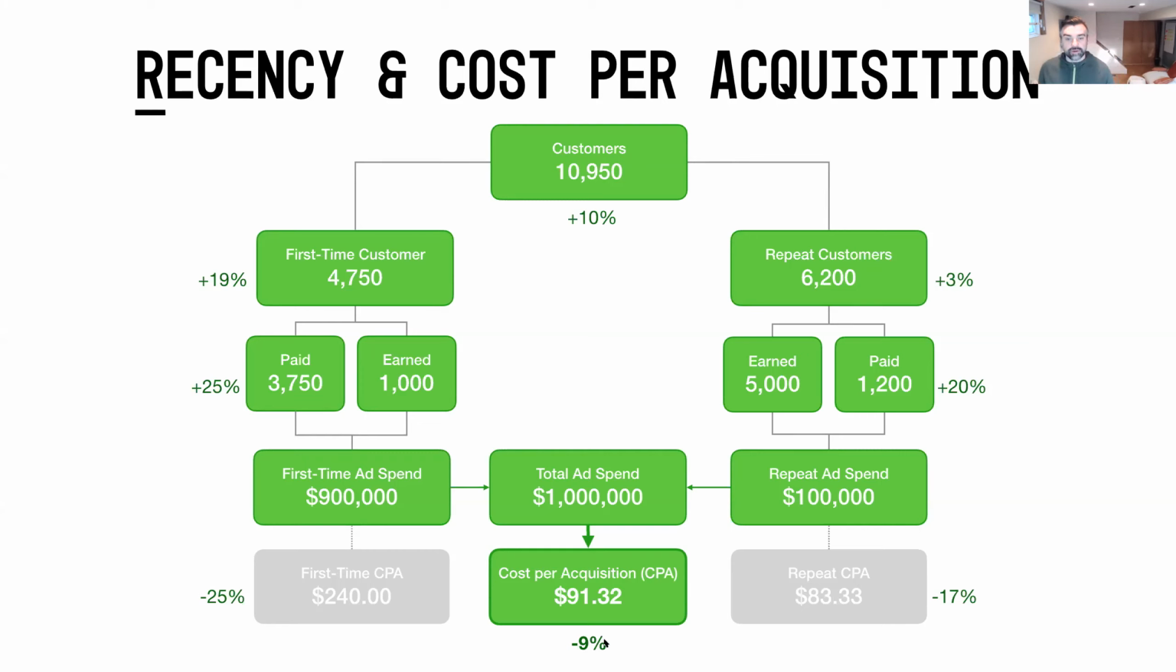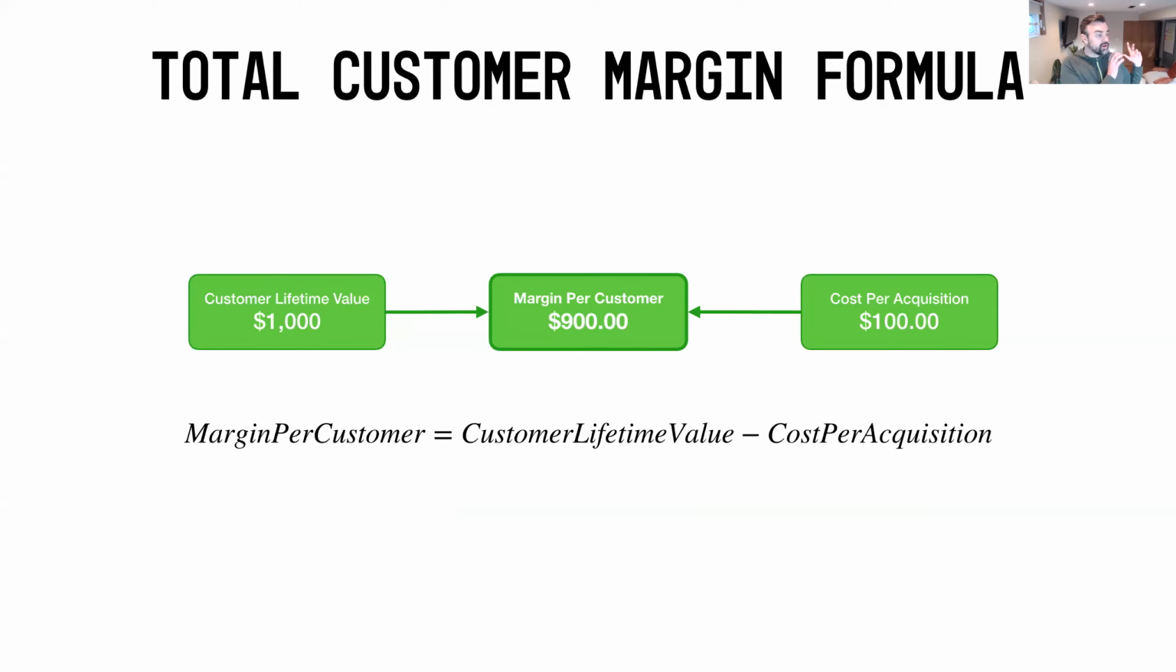So those were just some examples, but in summary, how does that all work to what we call our total customer margin formula? Well, it's very simple. As you know, margin is basically taking your top line value minus your cost of doing something. So in this case, the margin per customer would be simply taking our customer lifetime value and subtracting the cost per acquisition from it to get to a margin per customer. In this scenario, we're taking a $1,000 customer lifetime value, subtracting the $100 customer acquisition cost to get to a margin per customer of $900.